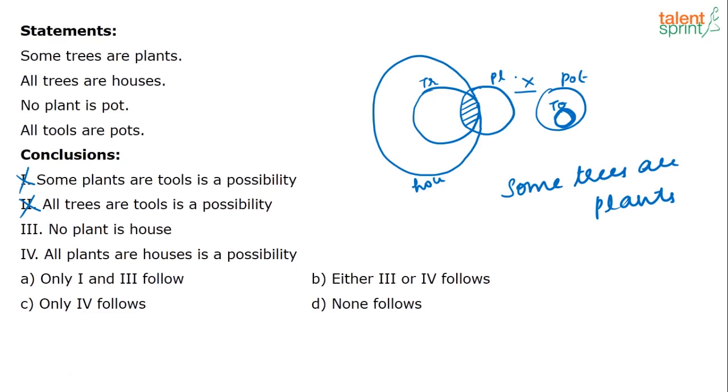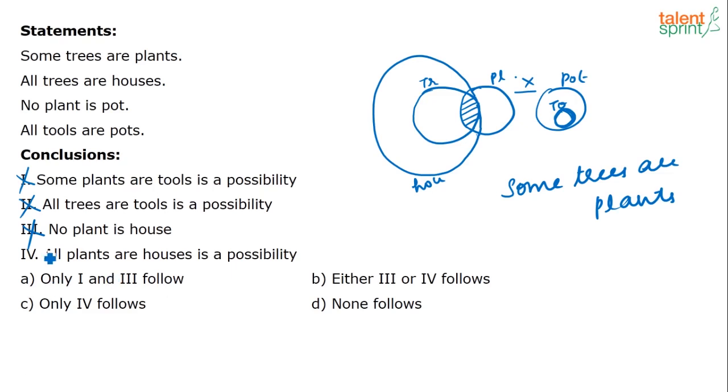Now, let us look at the third conclusion. No plant is house. No, that's not true, right? See, you can see that there is definitely an intersection between house and plants. So, this conclusion, very direct, it does not follow. Some plants are definitely houses.